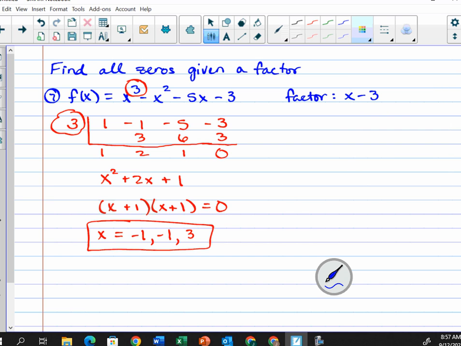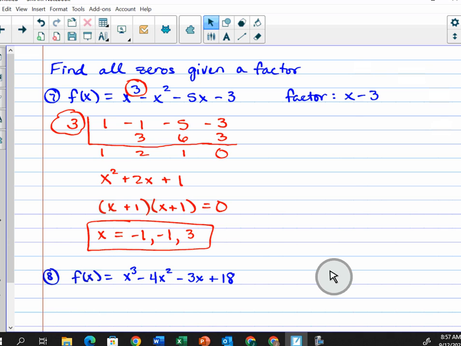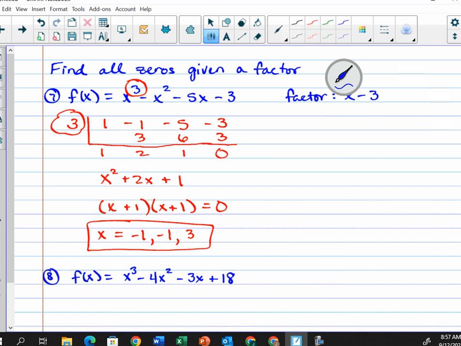All right, let's try another one. You guys will try this one. So this time your f of x is x cubed minus 4x squared minus 3x plus 18. And your factor is x minus 3. Again.